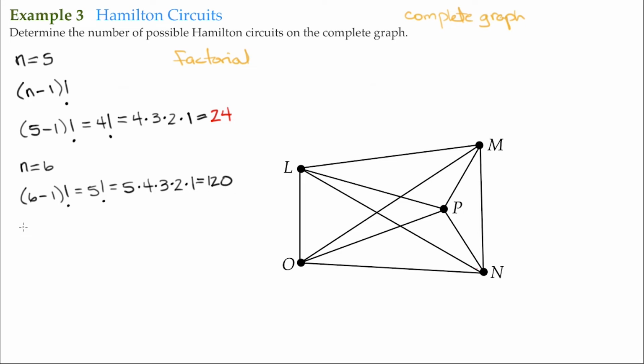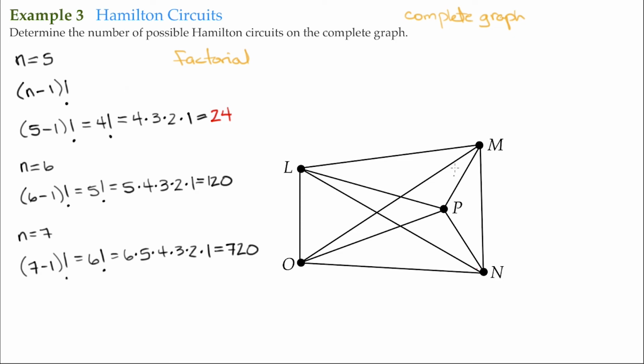If there were 7 vertices, then there would be 7 minus 1 possible circuits. So that's 6 factorial. So what's 6 factorial? Well, that would be 6 times 5 times 4 times 3 times 2 times 1. That would be 720 possible circuits. So you can see it starts to inflate very fast.